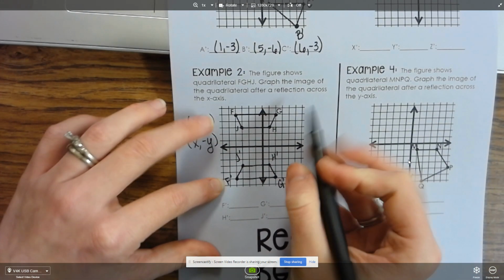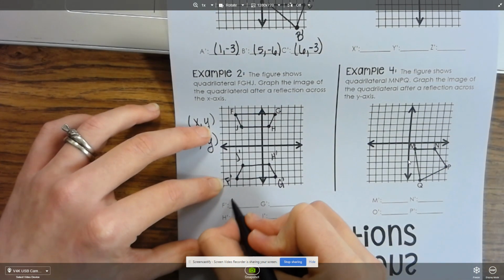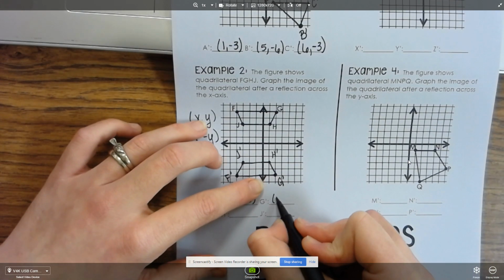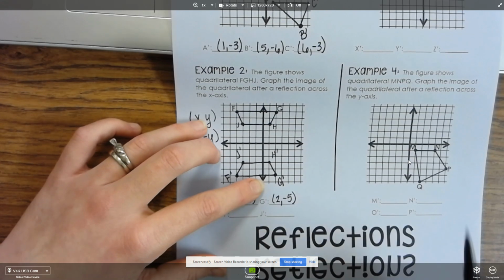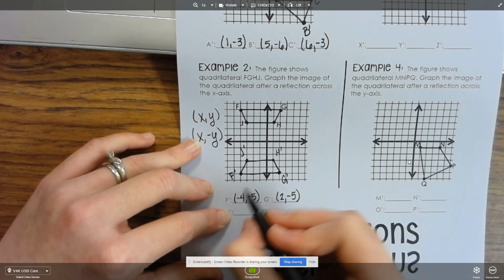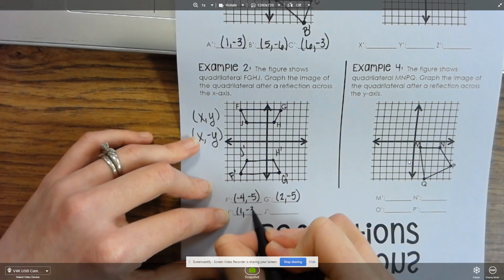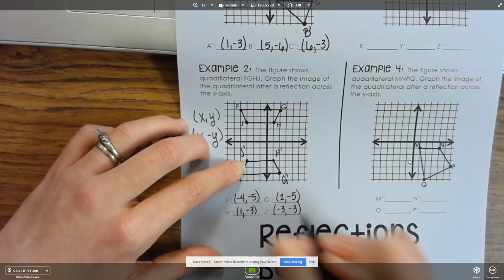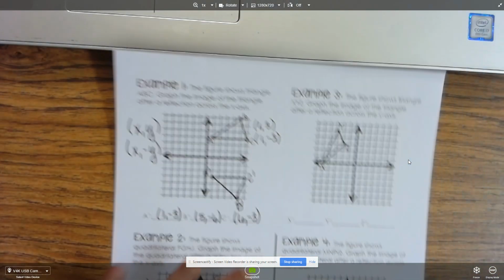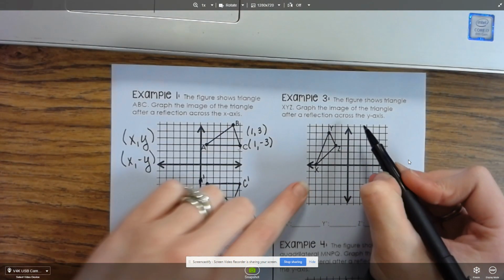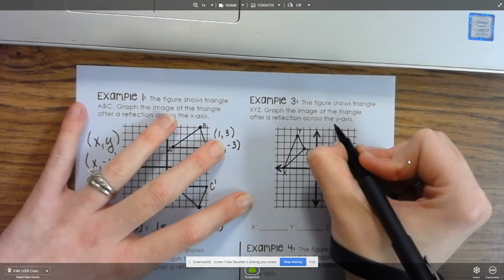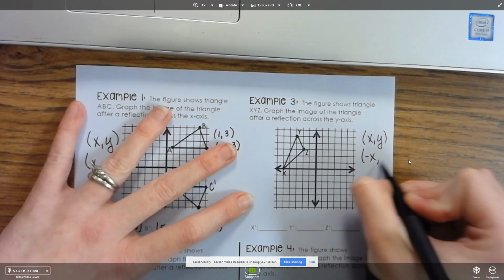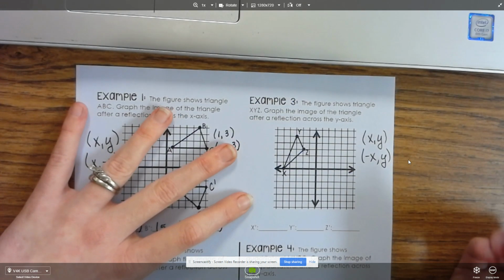All right, so F is now at 1, 2, 3, at -4, -5. G is at 2, -5. H is at 1, -3, and J is at -3, -3. All right, so now we're going to flip across the Y. For this one, you're going to change the sign of the X.